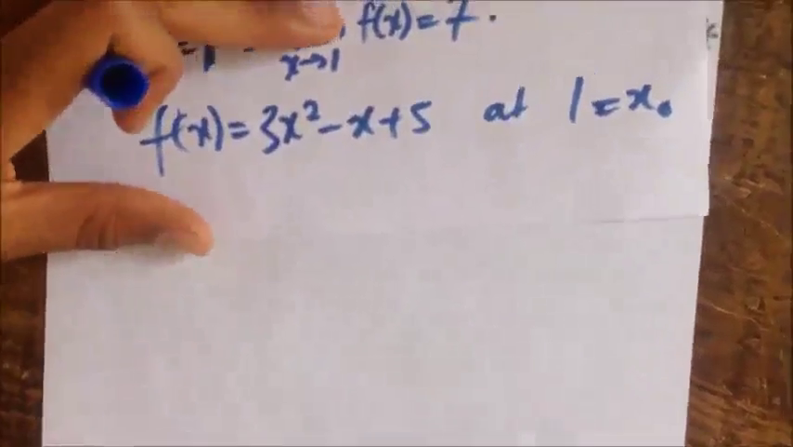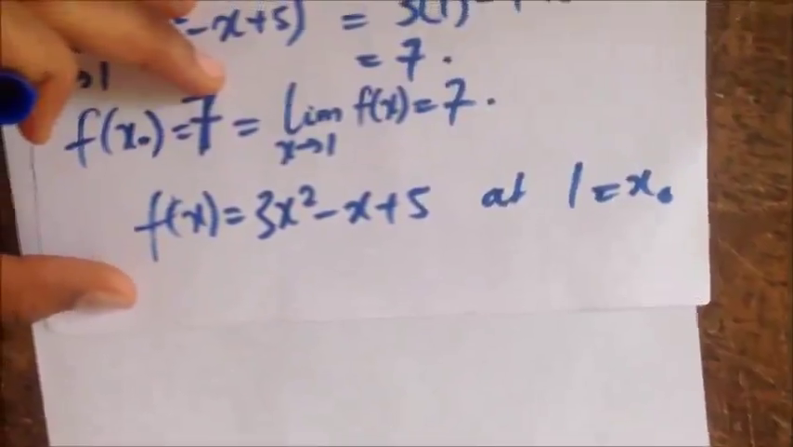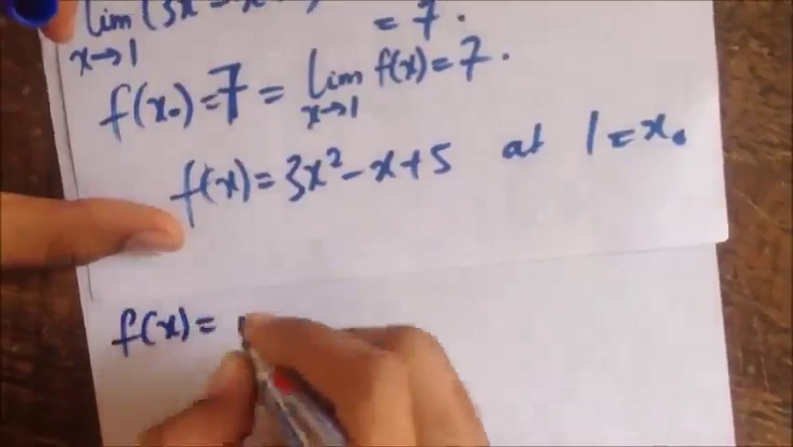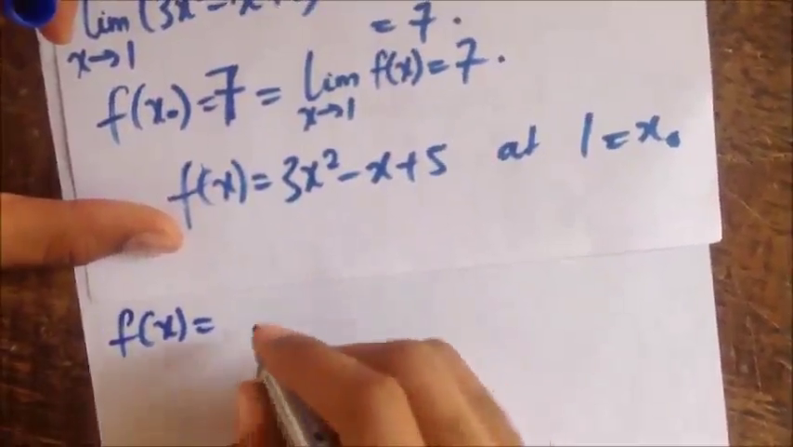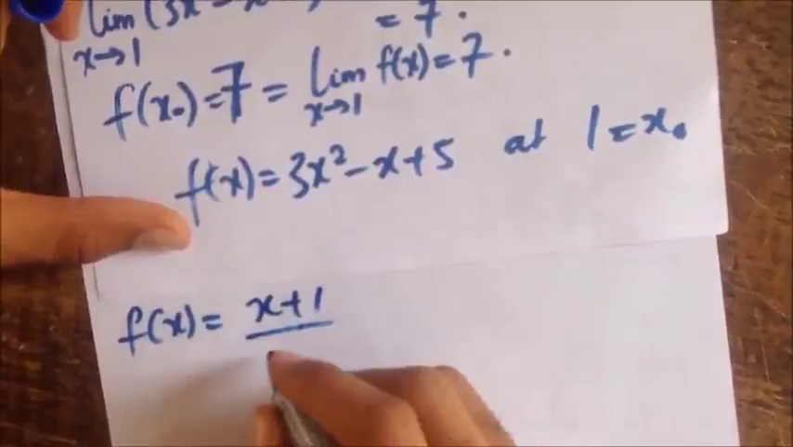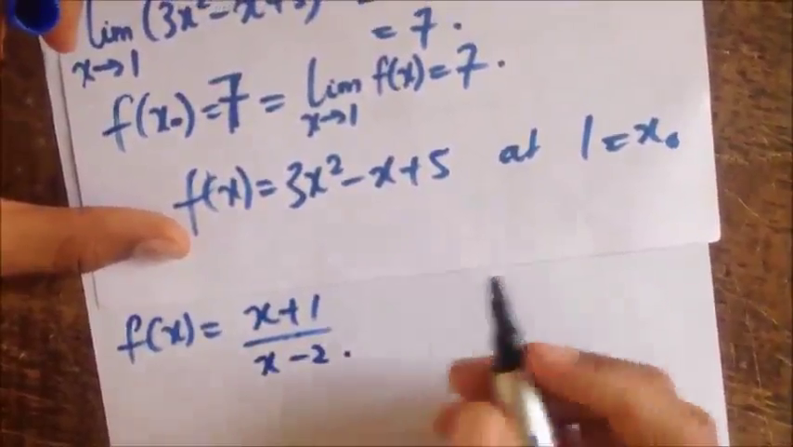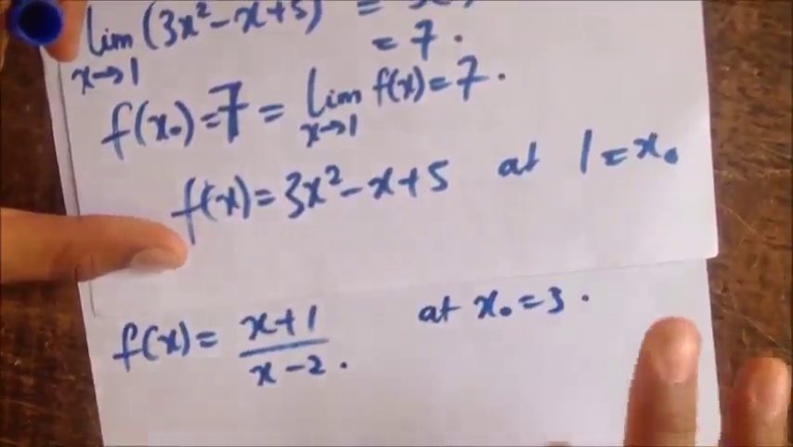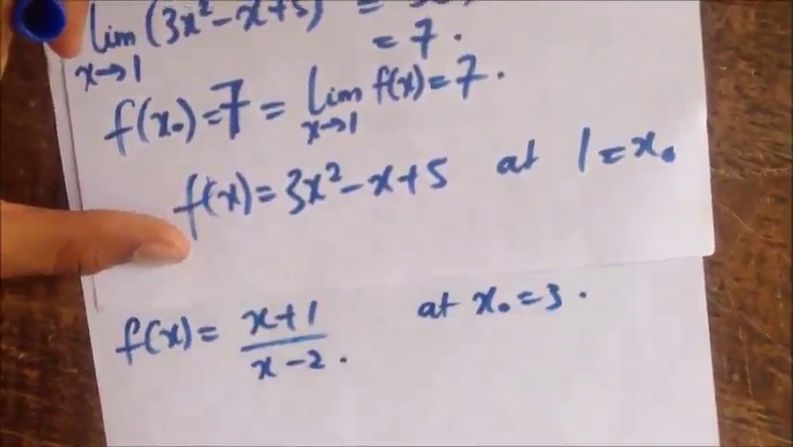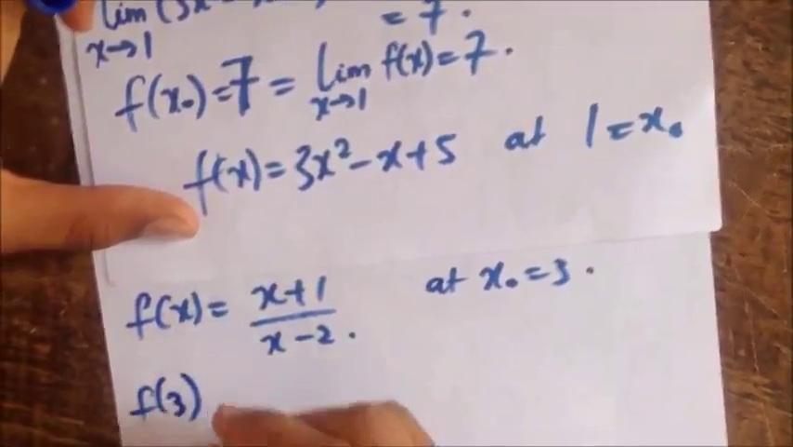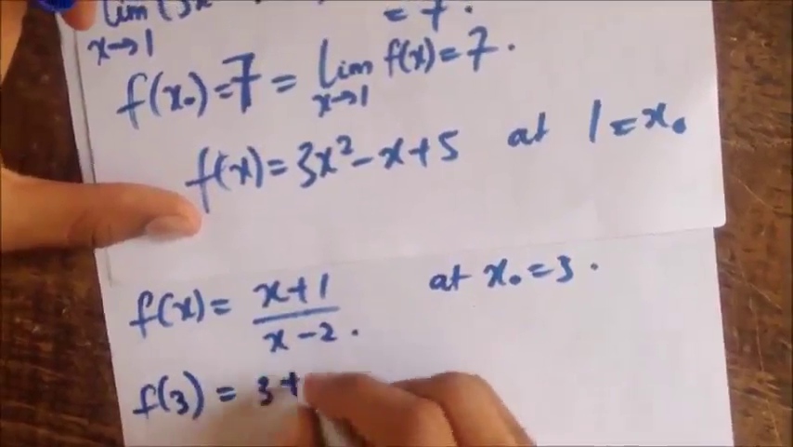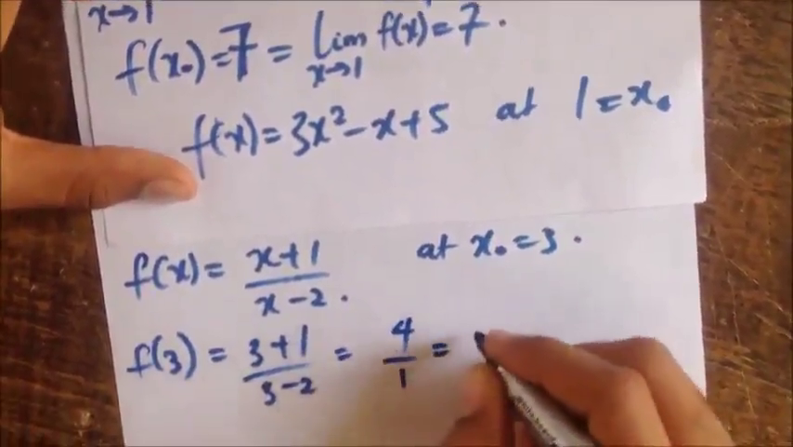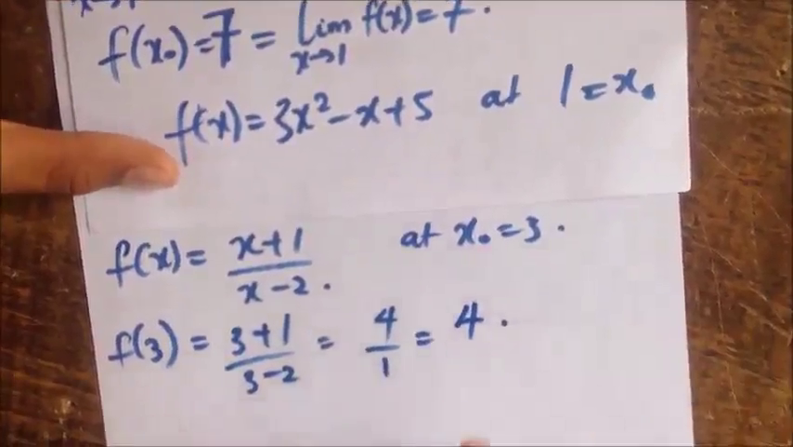So for my second example, I'm just going to pick another function. F of x is equal to x plus 1 divided by x minus 2. So I'm to show that this function is continuous at my x0, which is 3 in this case. So my f of 3 first, it's 3 plus 1 divided by 3 minus 2, which is 4 divided by 1, which is just 4. This is my f of 3.